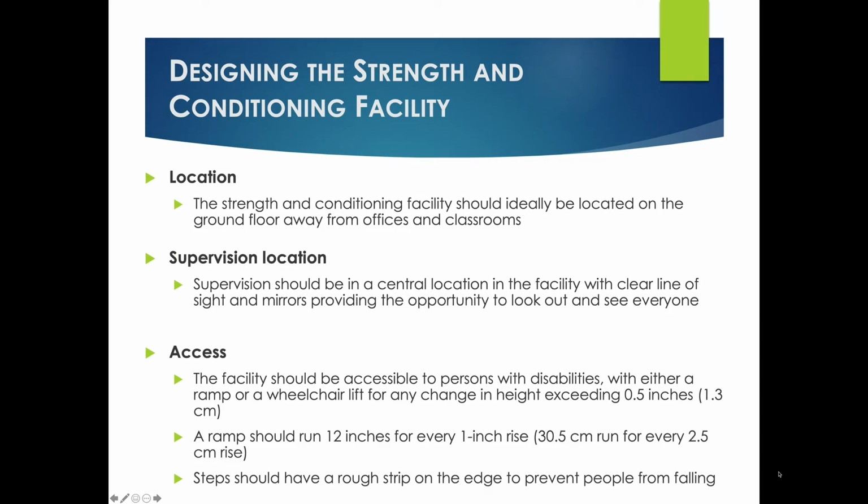Okay, location. Says the facility should be ideally located on the ground floor away from offices and classrooms. You need to have accessibility, see at the bottom, for those who have any kind of disabilities. Okay, make sure they can assess that. So that's why you have it on the ground floor. And also, you don't want to be dropping weights on the second floor, because more than likely it'll go through the floor. So needs to be on the ground floor.